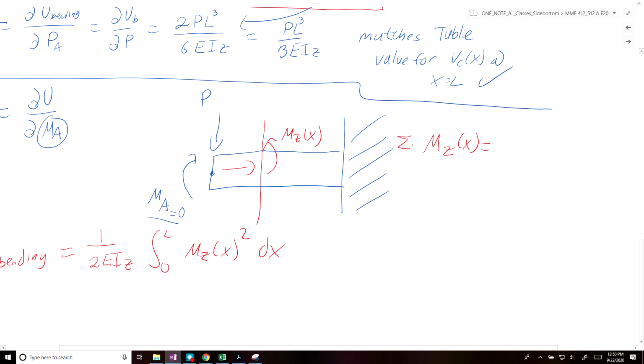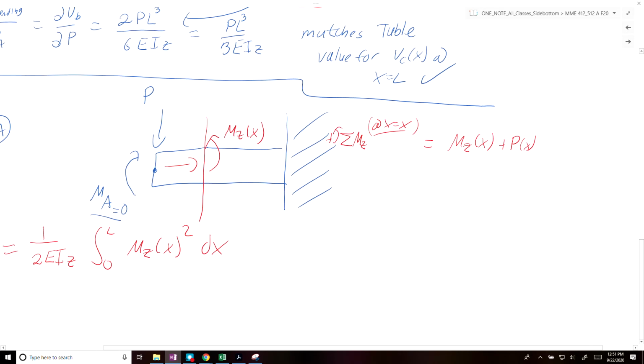So Mz of x based off of the section. So if we sum all of our moments about the z-axis at x equals x, what we end up getting is Mz of x is going along the positive counterclockwise direction. We get plus P times x going along that counterclockwise direction, and then our moment is going in the negative direction or clockwise, so we're going to add that moment MA. Okay, so what we end up getting is Mz of x is going to be equal to MA minus Px.